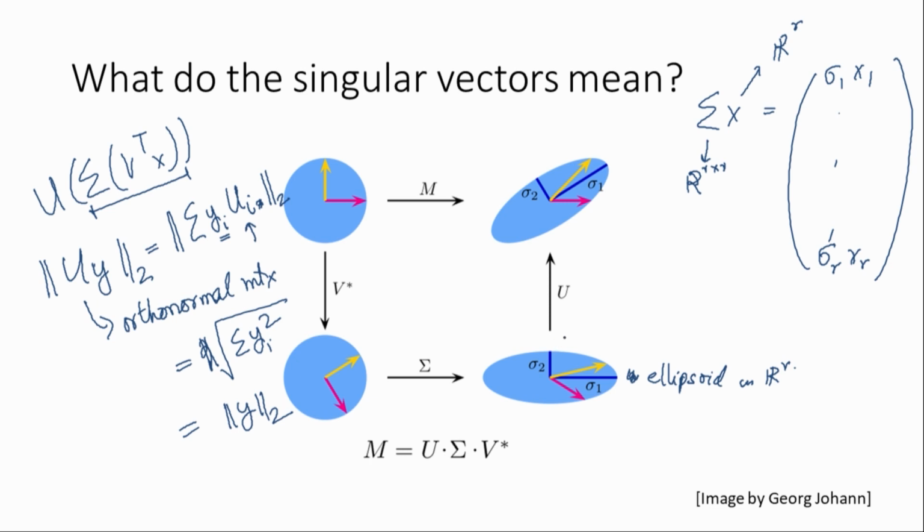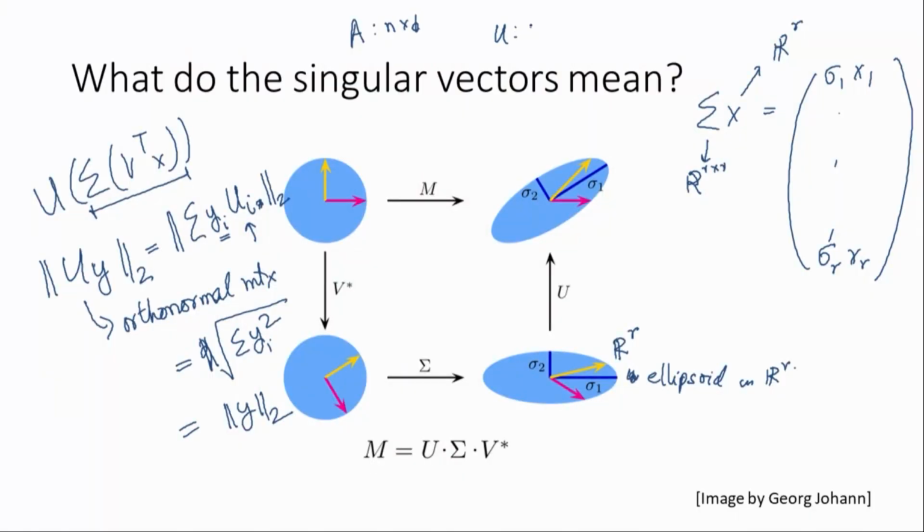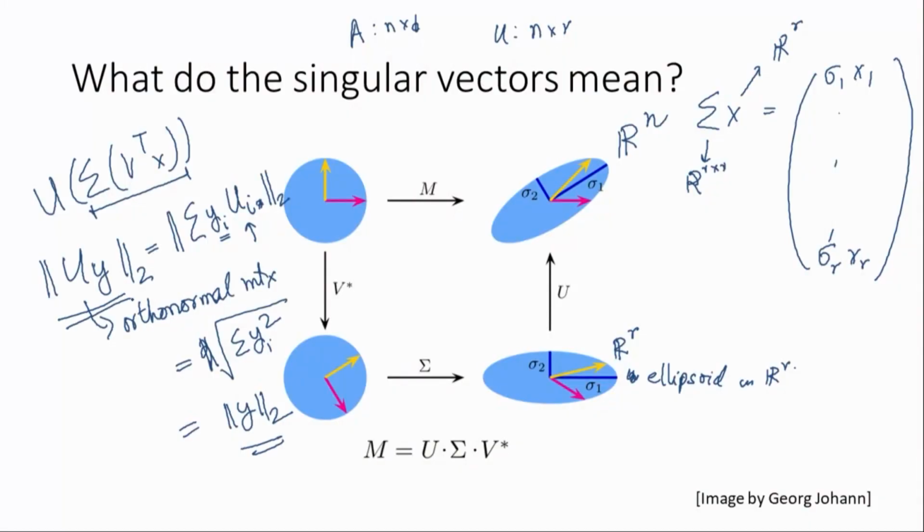So then again, what is U doing? U is taking an ellipsoid in R^r, and where is it putting it? What is the dimension of U? A is of size n by d, so U is of size n by r. So this goes to R^n. So what is it really doing? It's taking the ellipsoid in a lower dimensional space and just placing it in a much higher dimensional space, but the shape of the ellipsoid doesn't change because the norm of every vector remains the same.